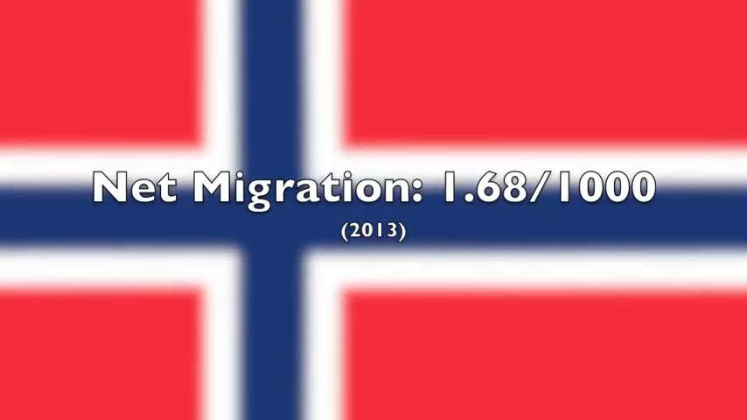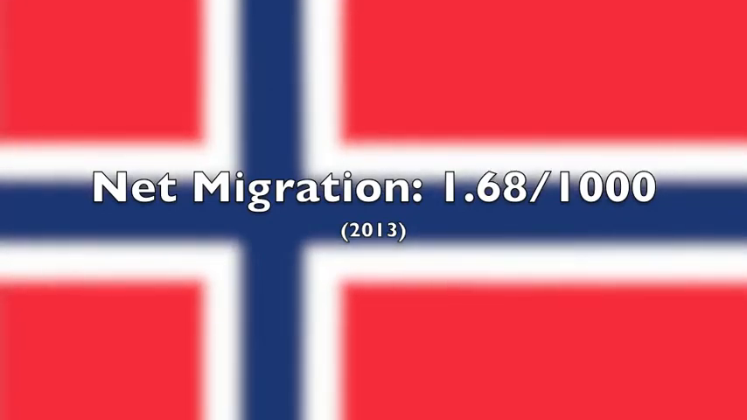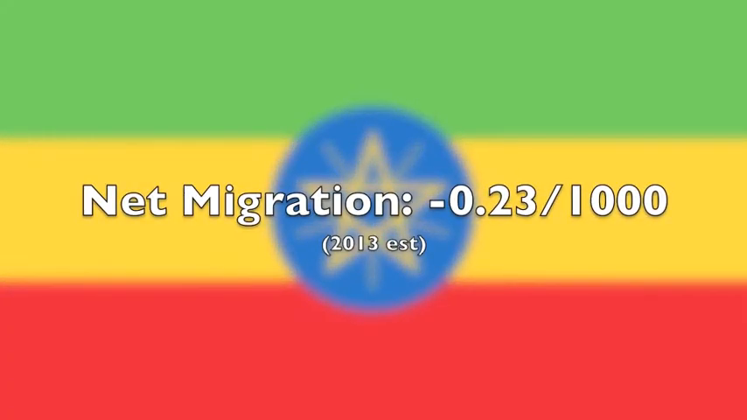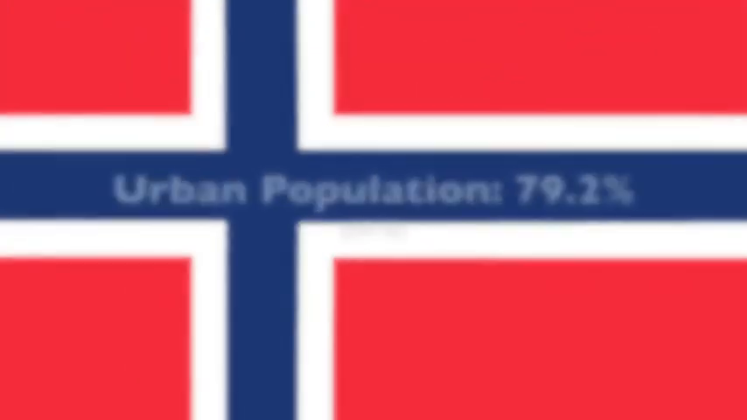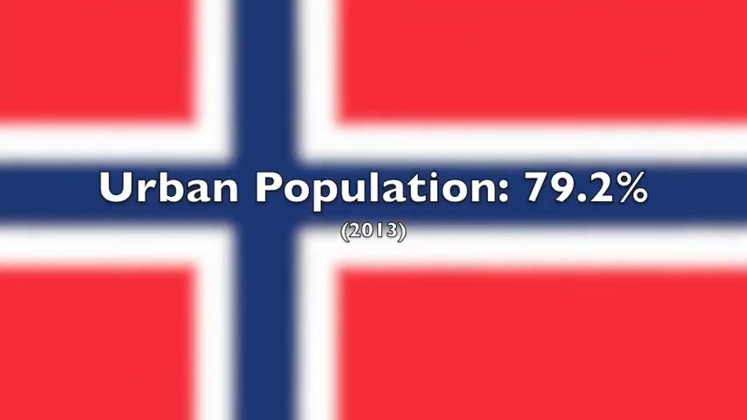In Norway, the net migration rate is 1.68 people per thousand. More people immigrate to Norway than emigrate. On the other hand, the net migration rate of Ethiopia is negative 0.23 per thousand due to many refugees returning to their home country. The urban population in Norway is 79.2%.